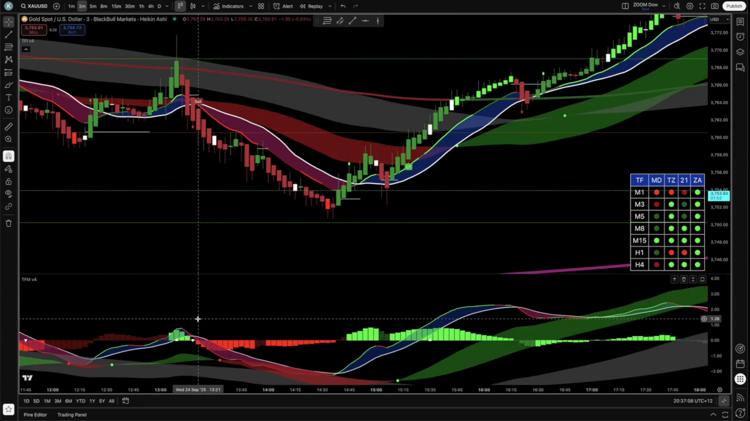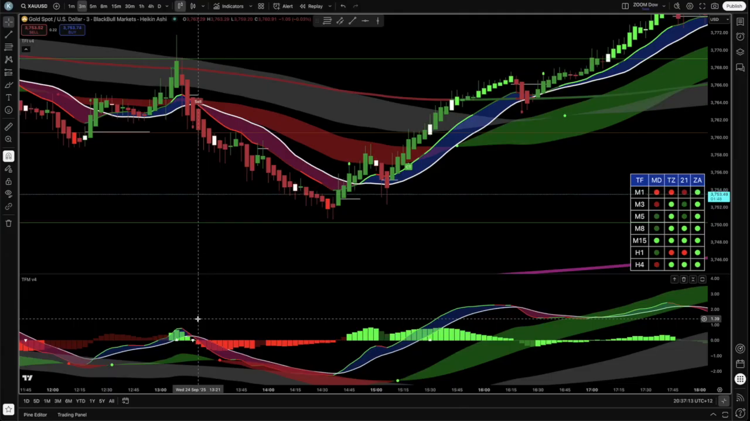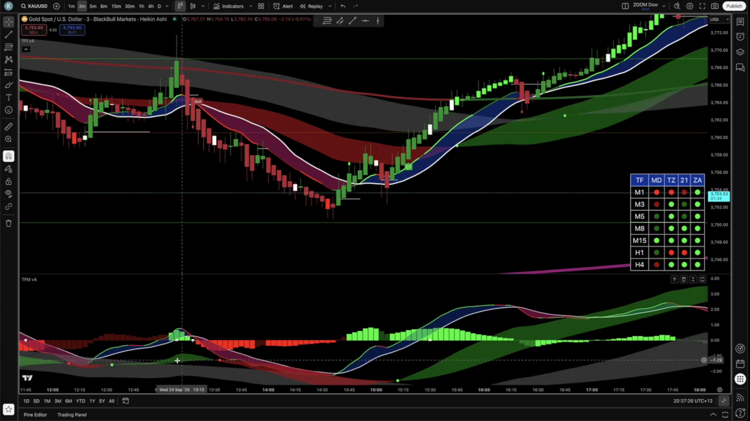I'm on the 3-minute on gold right now. And so we also look for 3 time frames higher. If that happens, then you will get a bright sell signal. That'll be a bright red color. And so in this case, it's dark because we're not aligned on the MACD. You can see the trend zone for the 3 time frames higher on the MACD is bullish because it's green.